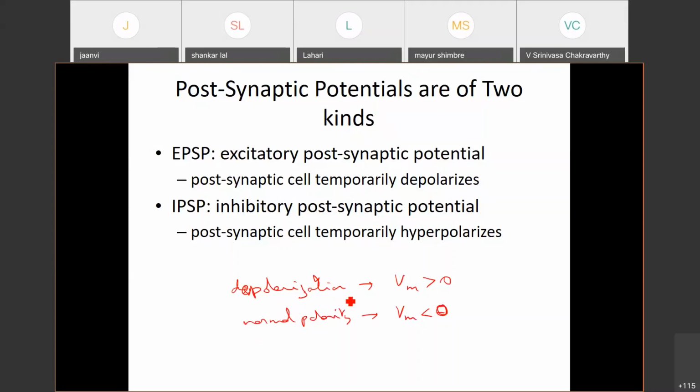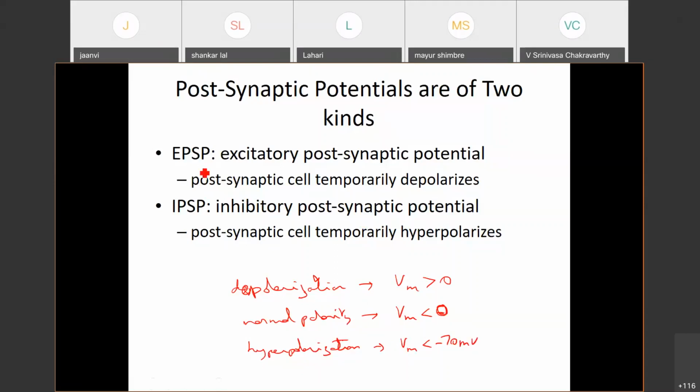Then there is also something called hyperpolarization. What that means is VM is even less than -70 millivolts. So normal polarity is negative, but the membrane voltage, the exact value, is about -70 millivolts. In hyperpolarization, it goes even below that. It's more polar than normal. Therefore, it is less than even -70.